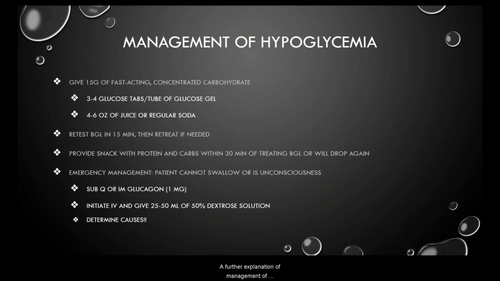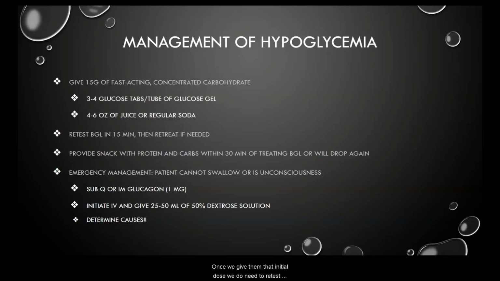Okay, further explanation of management of hypoglycemia. So again, the 15 grams of fast-acting concentrated carbohydrate, so that's those glucose tabs or a tube of glucose gel. They would get the entire thing because they need the 15 grams. 4 to 6 ounces of juice or regular soda also. And again, it has to be like the regular soda, not diet soda, because it's the fake sugar in the diet sodas. Our body recognizes it as real sugar, but doesn't utilize it as real sugar.